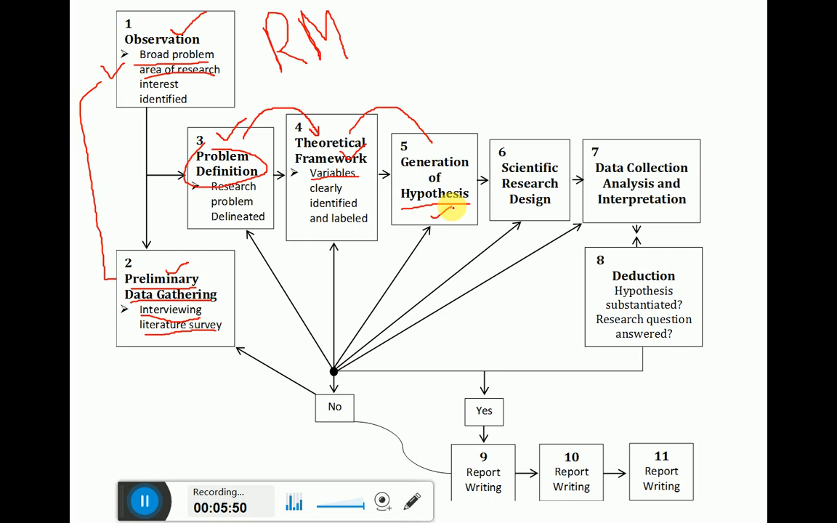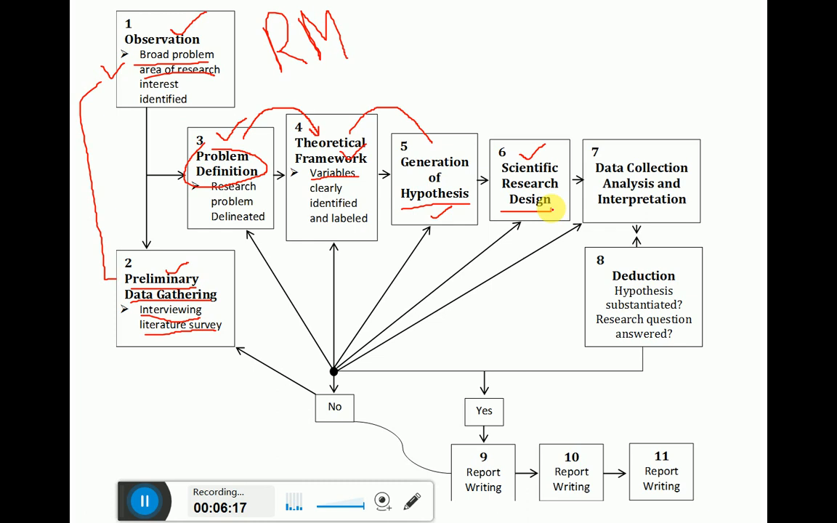Then he wants to test whether the theory is right or wrong. Then after that, we have the scientific research design. The researcher decides the research design. Research design simply means first deciding whether it is a contrived setting or a non-contrived one. Meaning lab experiment research will be more appropriate, or, for example, non-lab research, that will be more appropriate.